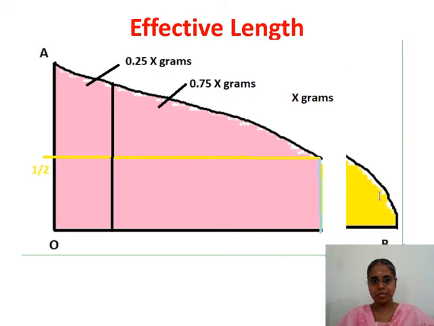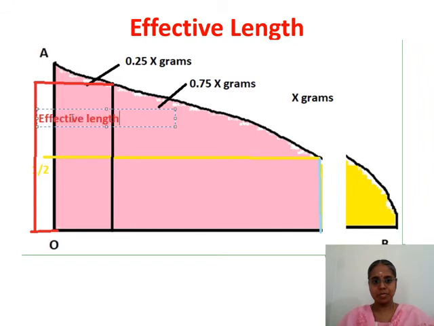After removing the fibers less than half of the effective length, the remaining portion total weight is taken, and the upper quarter is 0.25 x grams, and the remaining is 0.75 x grams. This length is your effective length. Hope you have understood what is effective length.